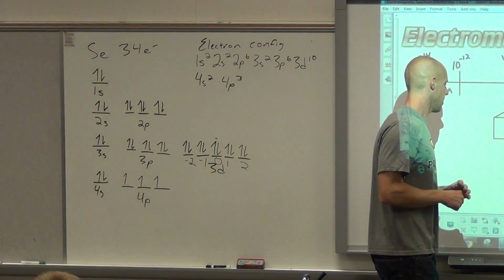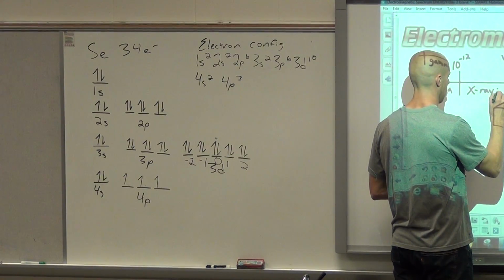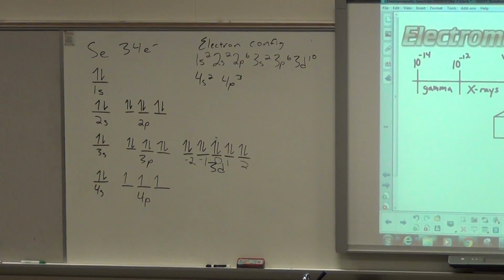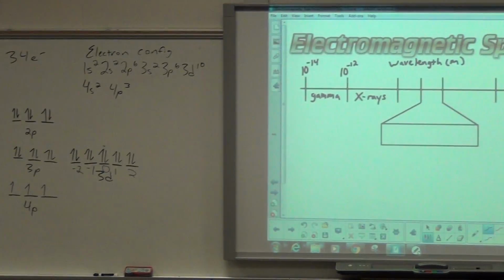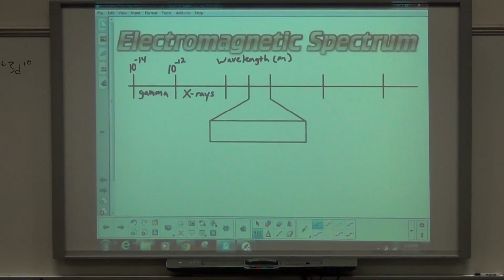After gamma rays comes X-rays. X-rays are going to be 10 to the minus 12 through 10 to the minus 8 meters.